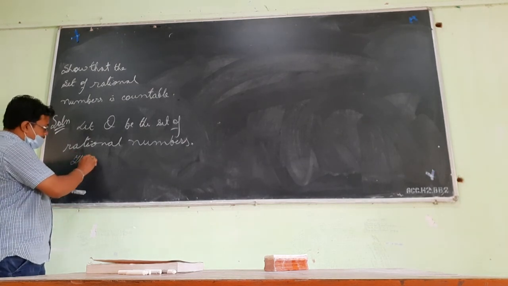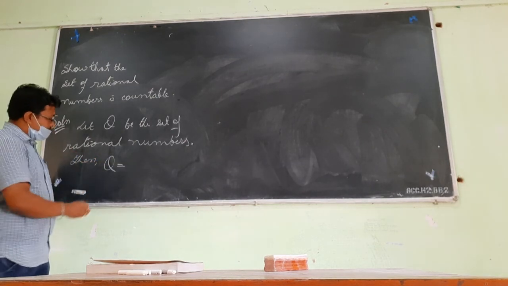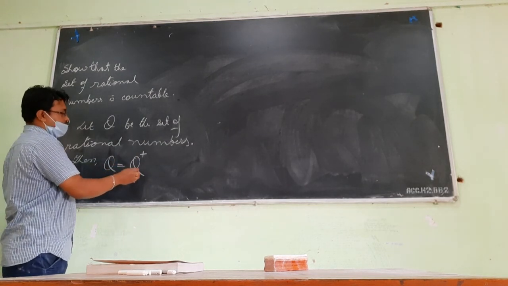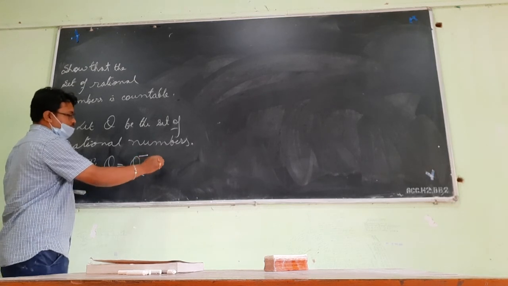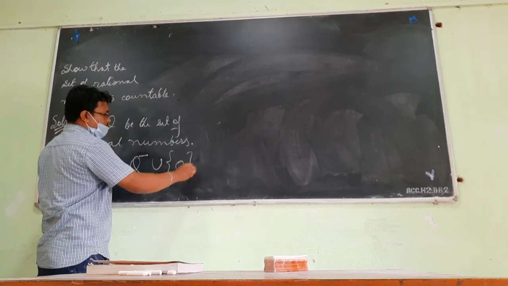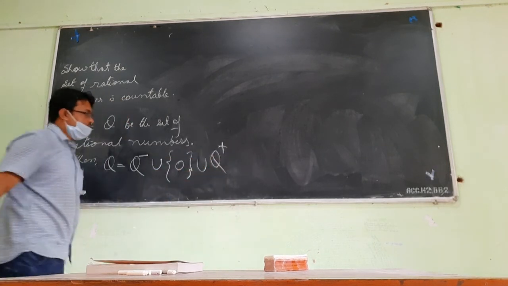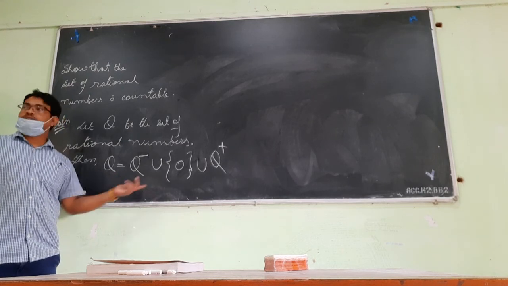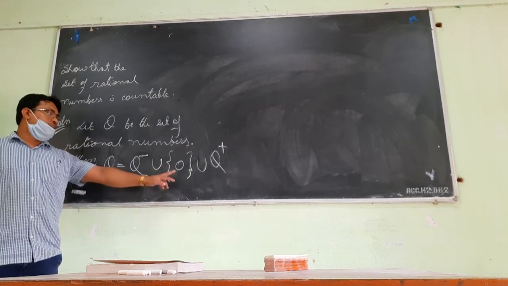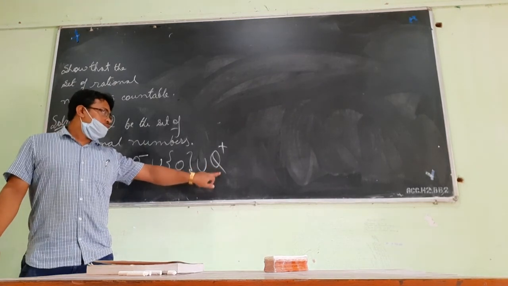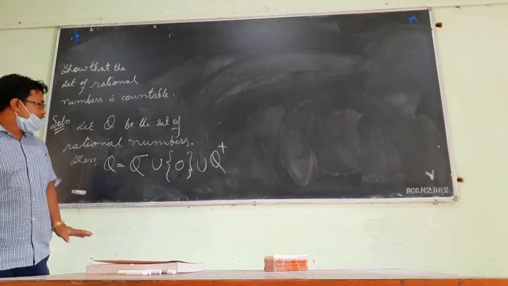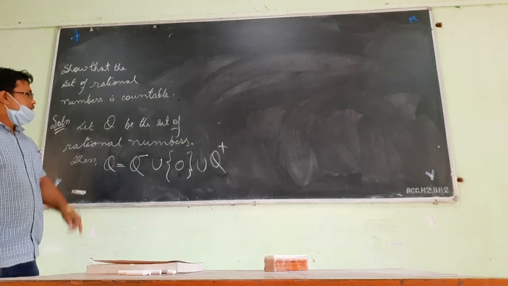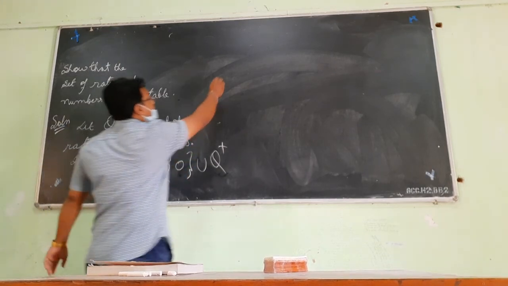Then we can write Q as what? Q can be written as Q minus union singleton 0 union Q plus, where Q plus is the set of positive rational numbers. We have separated Q in three parts: negative rational numbers, union with 0, and then union with positive rational numbers. So we will just show that Q plus is countable.